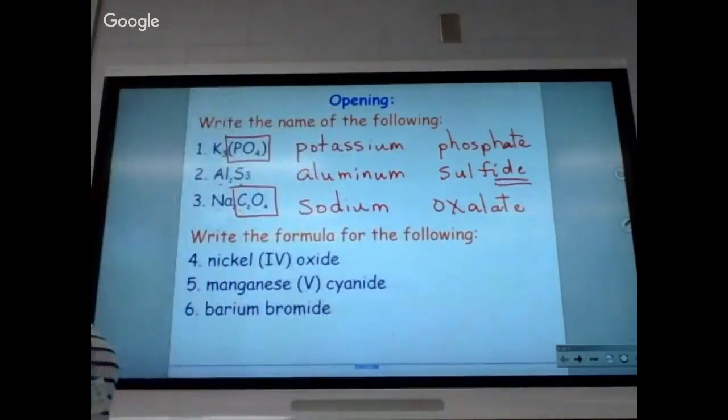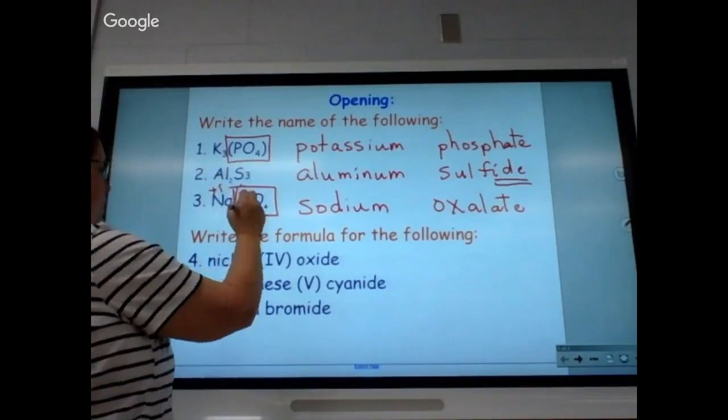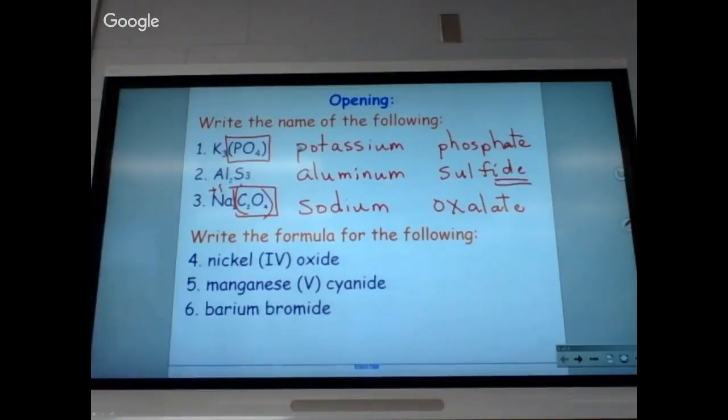Now, last step. Does it need a Roman number? No, because Na only has one number. And it's done. Questions about those? All right, so number 4. When you're trying to figure out if it has multiple numbers or not, I know there's no parentheses there, so I guess that means there's a 1 outside of it. Is that just something you have to know? Oh, you would look up Na and it only has a +1, so you would know that the parentheses were taken off.